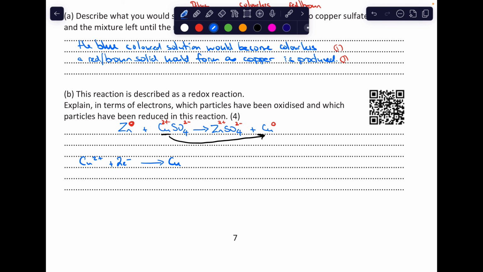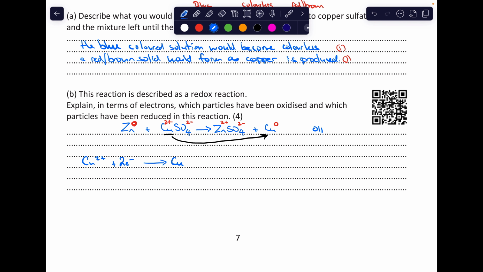So in this case, we're adding electrons, and if I write down the word oil rig, this should serve as a way to remember what's going on. This is oxidation is loss of electrons, reduction is gaining electrons. So because the copper ions are gaining electrons, this is an example of reduction, and we would say that the copper ions are being reduced.